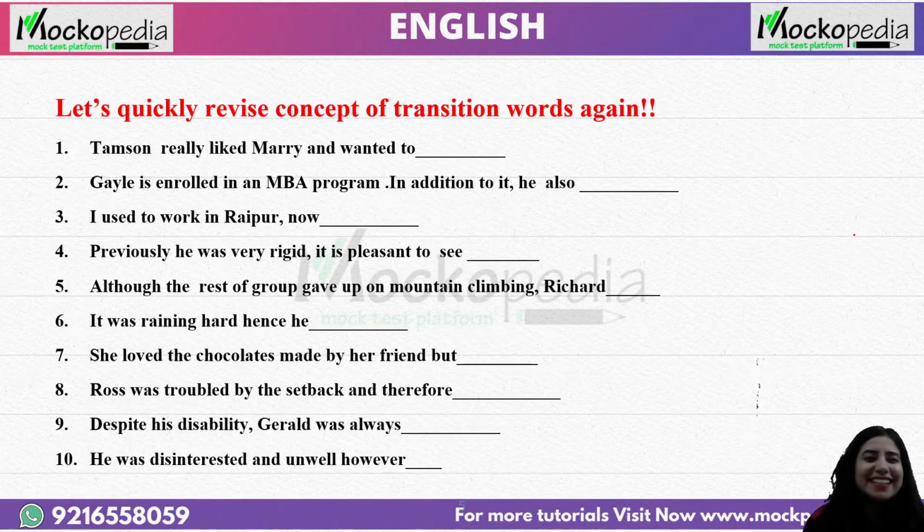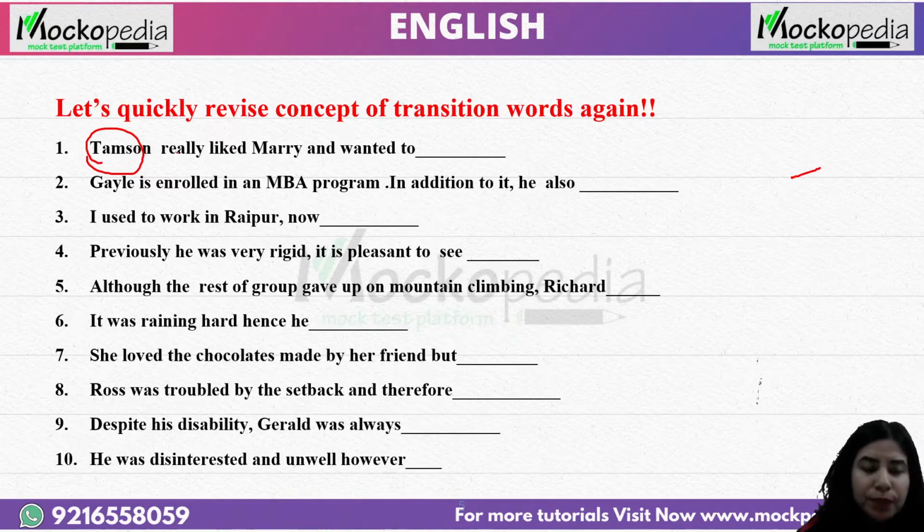So let's begin the discussion. Tamsin really liked Mary and wanted to. So in this case, first we are going to see who we are talking about. We are talking about Tamsin. What is the additional information? That he really liked Mary. And is there any transition word? "And wanted to." So after observing the transition word, we would understand that any idea that we are going to fit in here would be a positive one.